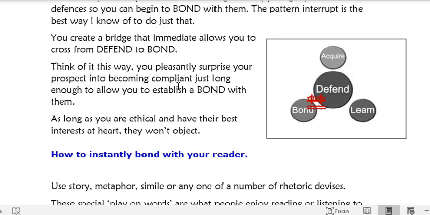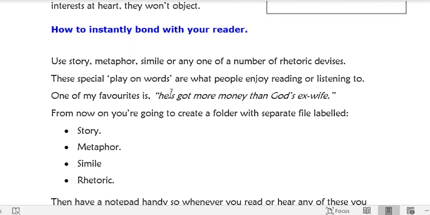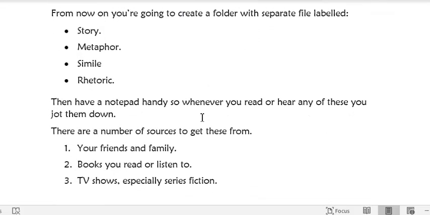Now, how to instantly bond with your reader. Use story, metaphor, simile, or any one of a number of rhetorical devices. These special plays on words are what people enjoy reading or listening to. One of my favorites is, he's got more money than God's ex-wife. From now on, you're going to create a folder with a separate file labeled story, metaphor, simile, rhetoric. Then you have a notepad handy, so whenever you read or hear any of these, you jot them down.